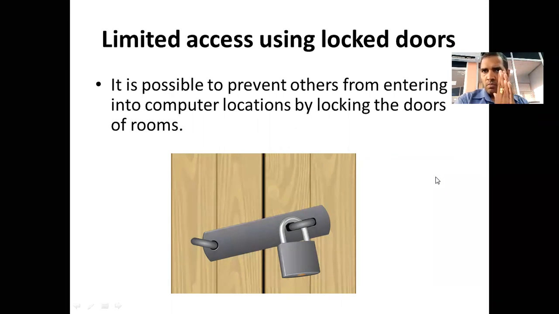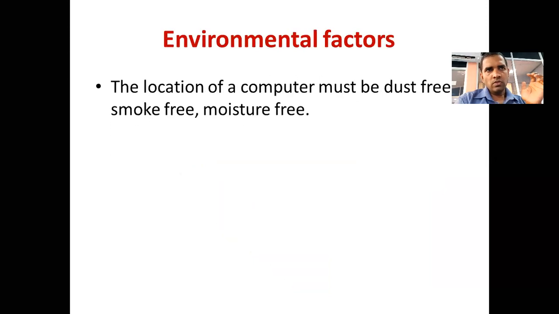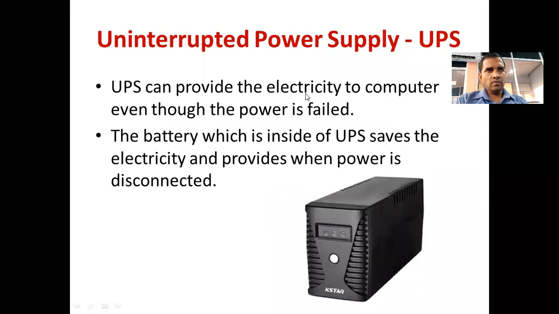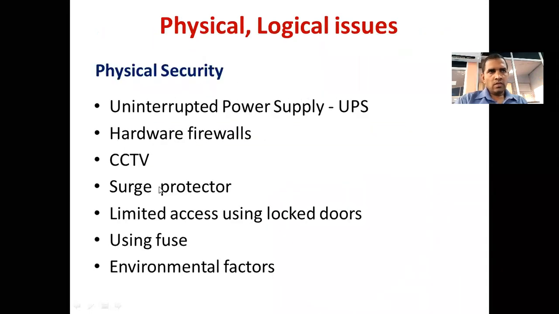So it must be a moisture free environment. So these are the three things. Your computer location must be dust free. There cannot be any dust, there cannot be any smoke, and there cannot be any moisture, right? Then there cannot be any wetness, right? So it must be dry. So these are related to environmental things. So if you follow these mechanisms, if you use these devices, you can protect your computer physically, right? So these are some of the physical security measures.